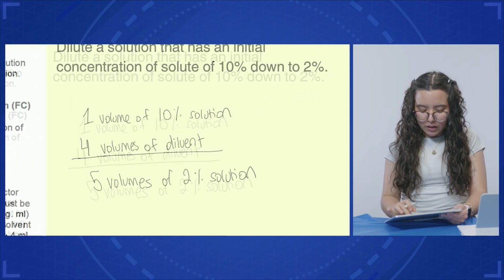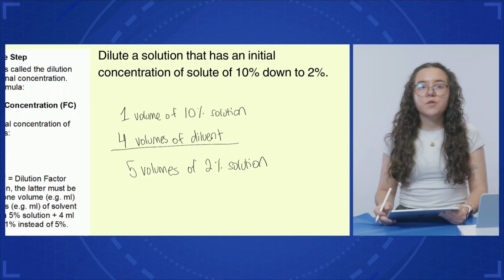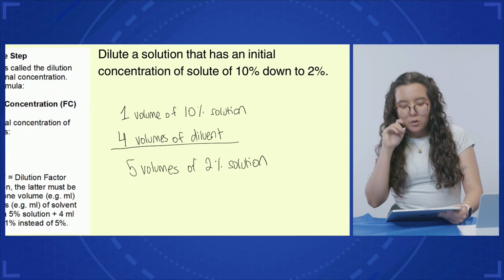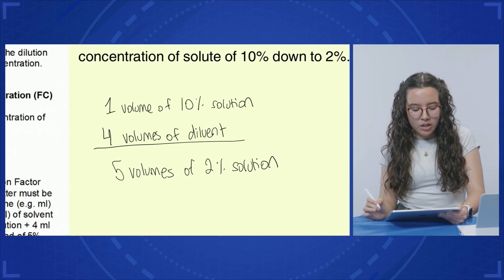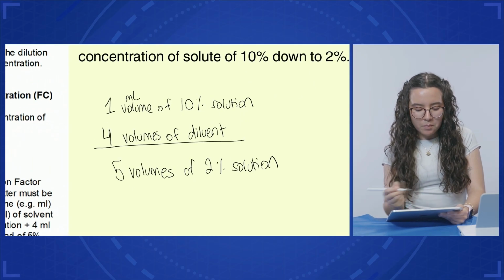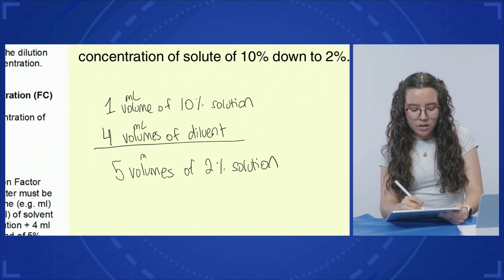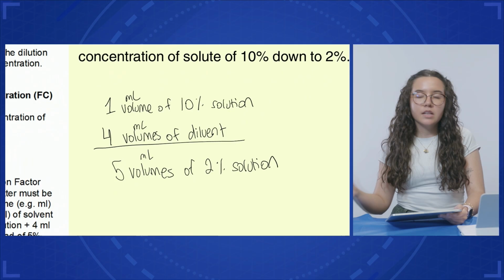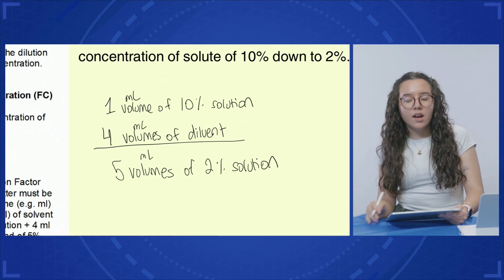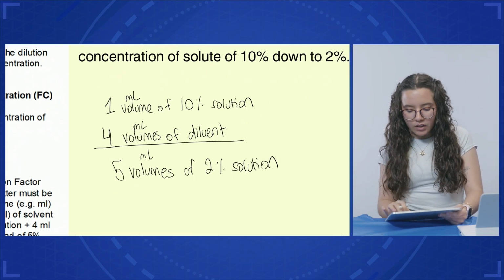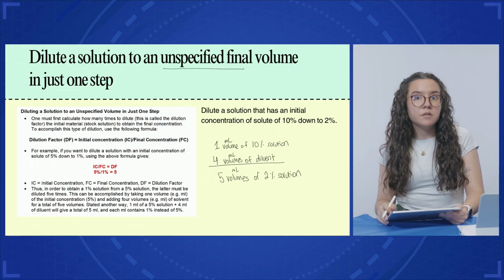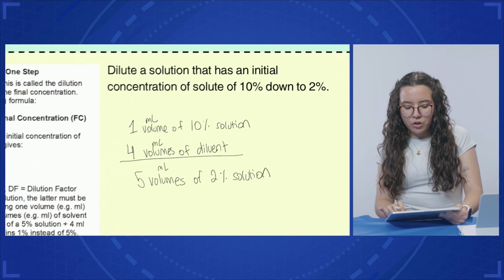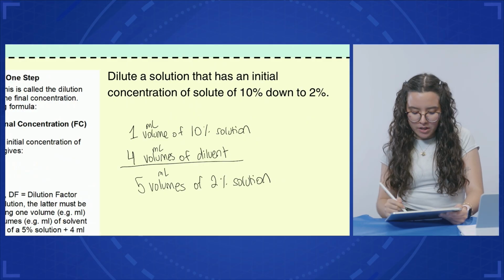Now we're just saying volumes because we're being very broad here, but of course you can change these to whatever unit as long as it's consistent. So we can say 1 milliliter of 10% and 4 milliliters of the diluent is 5 milliliters of 2%. You can make it liters, whatever you want, as long as they stay consistent. So this is one way to say that, and of course that's why it's an unspecified final volume. We're just working with ratios at this point.